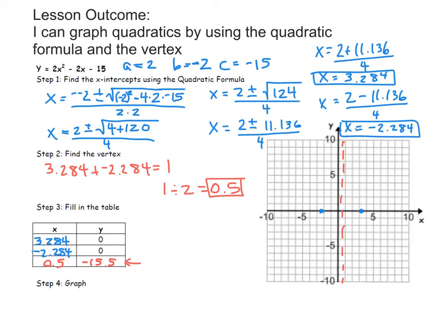Probably right about, whoop, that's pretty bad. Let's try again. Probably right in that region there. So negative 15.5. And now we can graph our parabola using those 3 points. And there we go.